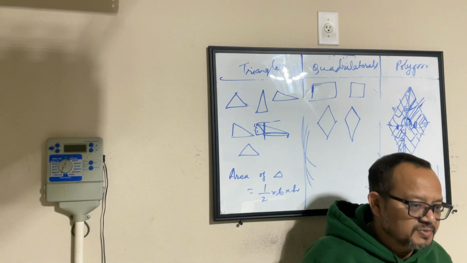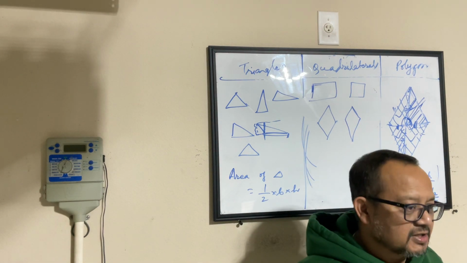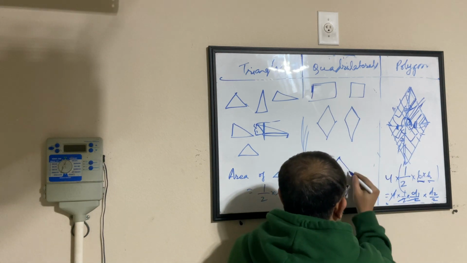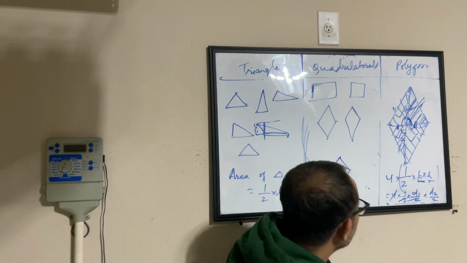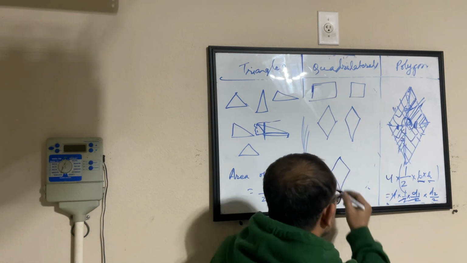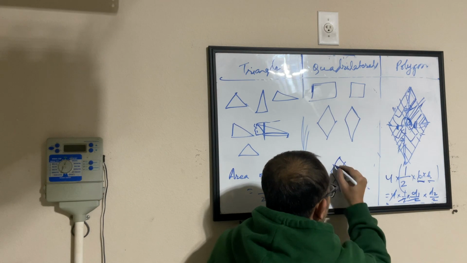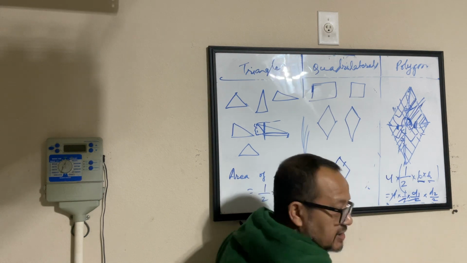PQ over 2. What is P and what is Q? Look at the diagonals. These are diagonals. So the same thing applies here also. A kite is a little different from a rhombus. In the case of a rhombus, all your sides were the same. But in the case of a kite, that is not the case. Only the above two sides are the same and the below two sides are the same.